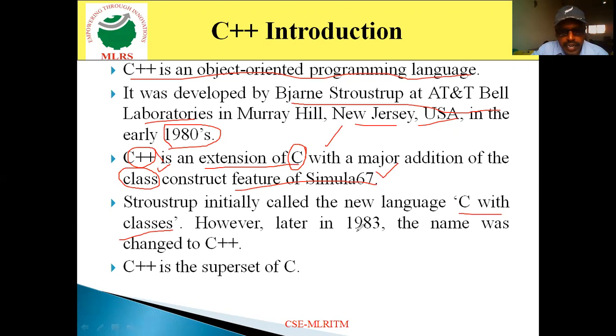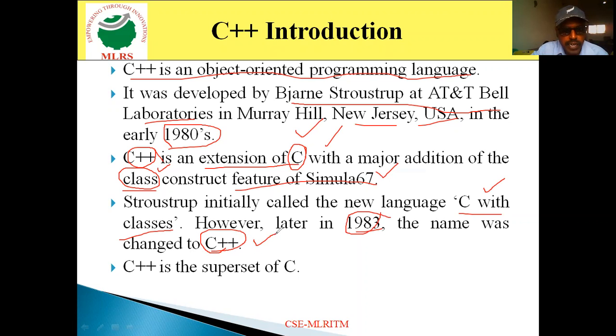Later, in 1983, the name was changed to C++. See, observe clearly, he added the class construct to C. So that's why in the earlier days, he named the new language C with classes. Later, in 1983, he renamed it to the new language that is nothing but C++.